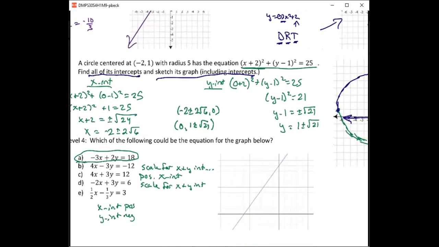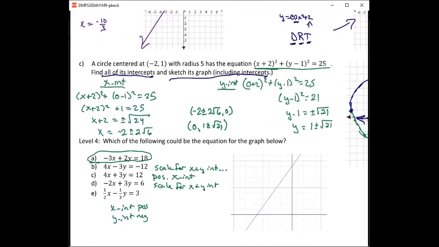My guess is you should be able to follow through with the algebra of this. If there's any questions, as always, let me know.